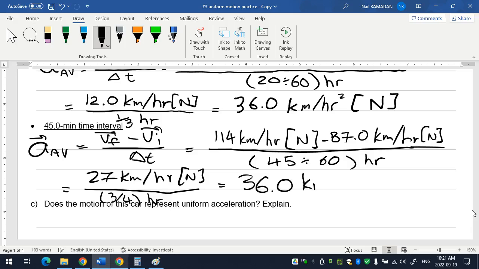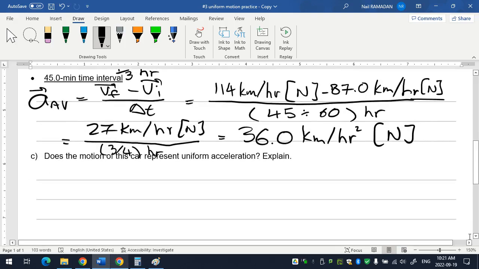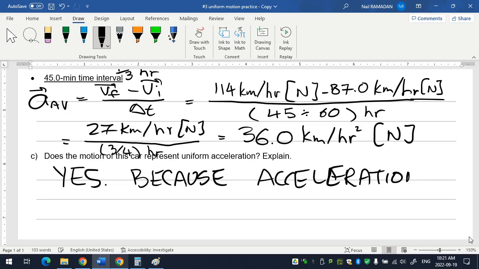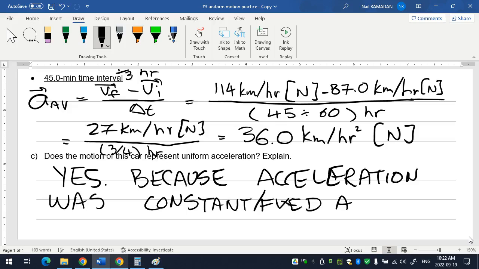So what is this one? 36 kilometers per hour in the north direction. So does the motion of the car represent uniform acceleration? Yes. Why? Because acceleration was kept the same the whole time. So this one is a yes because acceleration was constant or fixed all the time. Done.